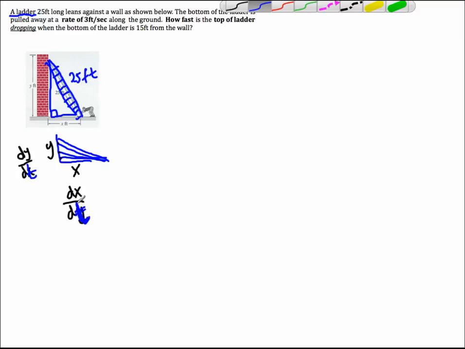With respect to time. Okay? With respect to time. So let's identify any information that is given. Right here. The bottom of the ladder is pulled away at a rate of 3 feet per second.